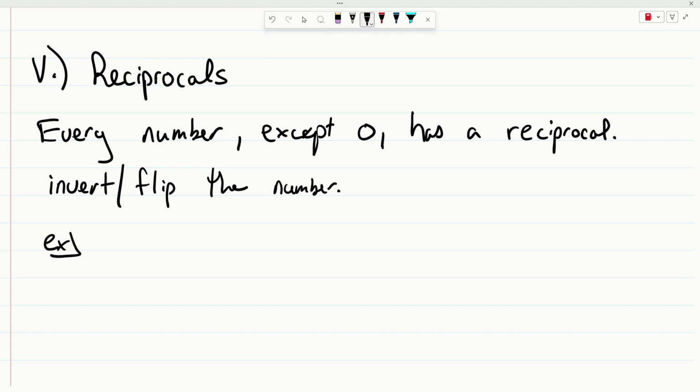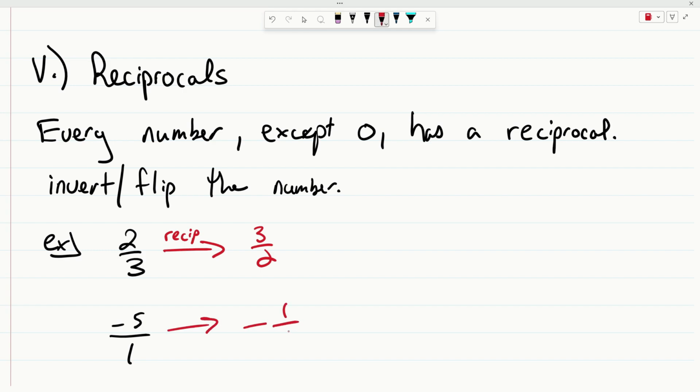So some examples. 2 over 3, its reciprocal, I'm just going to abbreviate it as recip, is 3 over 2. Even the number -5 is really -5 over 1. So its reciprocal would be -1 over 5. The reciprocal flips the number. It does not change the sign.